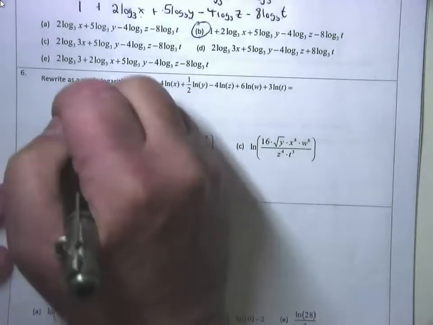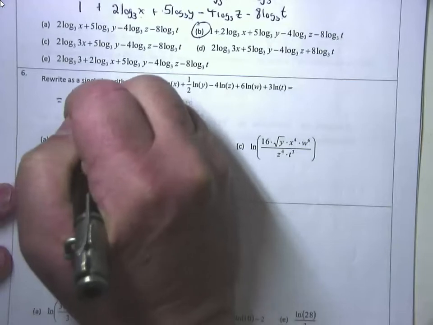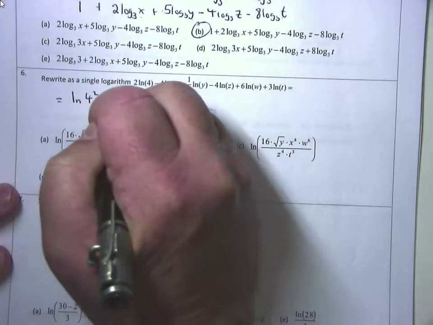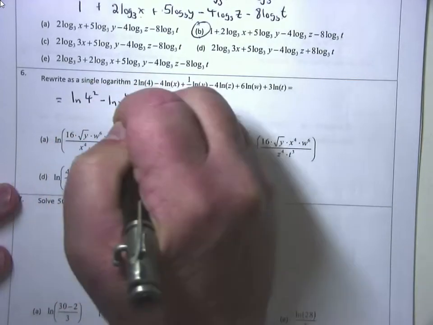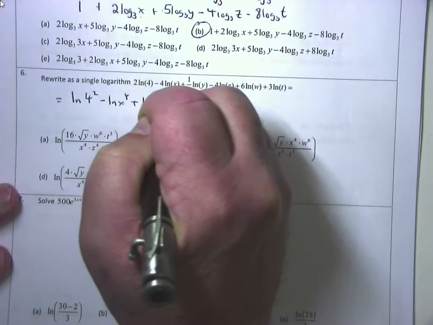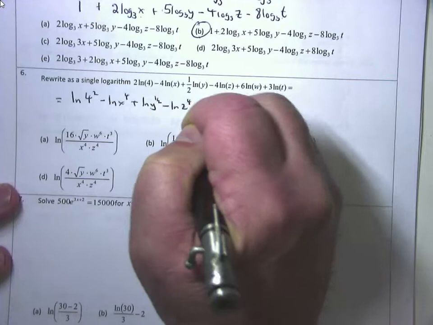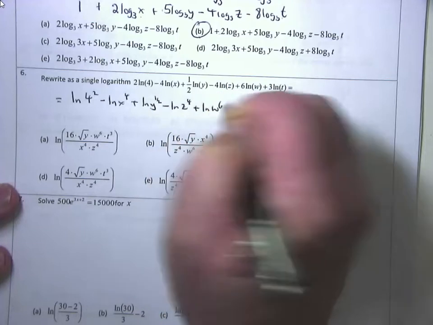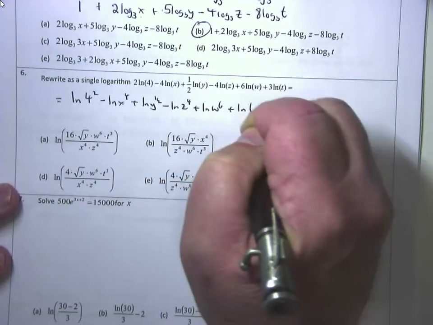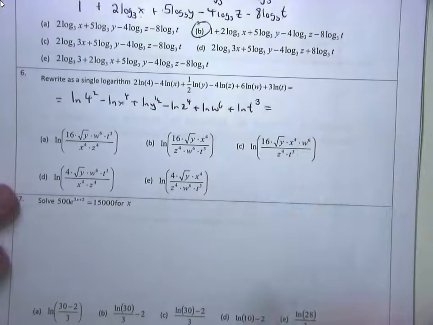So this will be equal to the natural log of 4 squared minus the natural log of x to the 4th plus the natural log of y to the 1/2 minus the natural log of z to the 4th plus the natural log of w to the 6th plus the natural log of t cubed. Does that make sense?